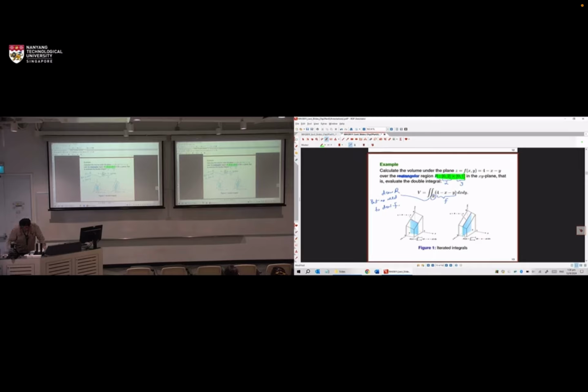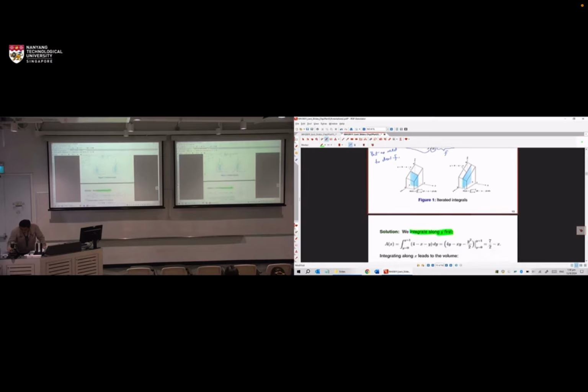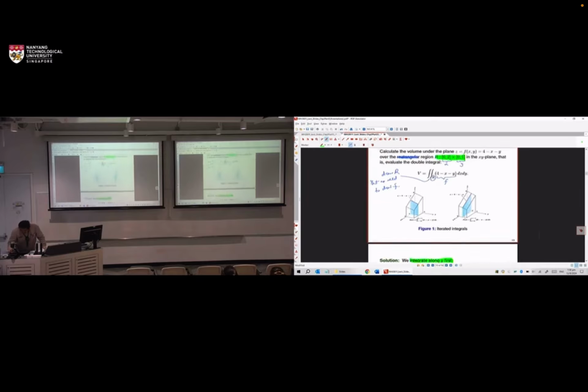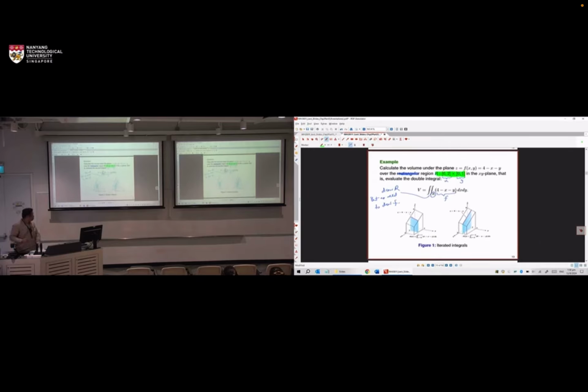Okay, you want to integrate with respect to y first, which means you keep x constant. So the ideal case is you keep x a constant, and then you integrate along y to get this cross-sectional area. So it's number 1. This is figure number 1.